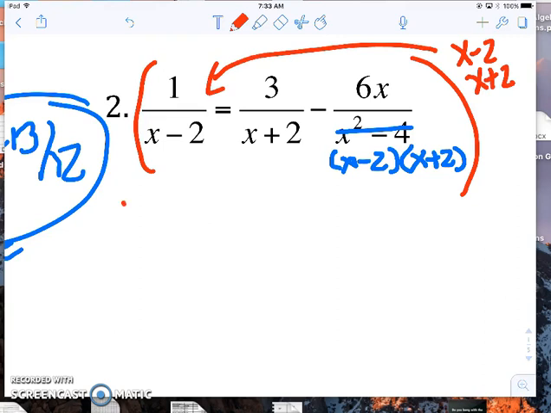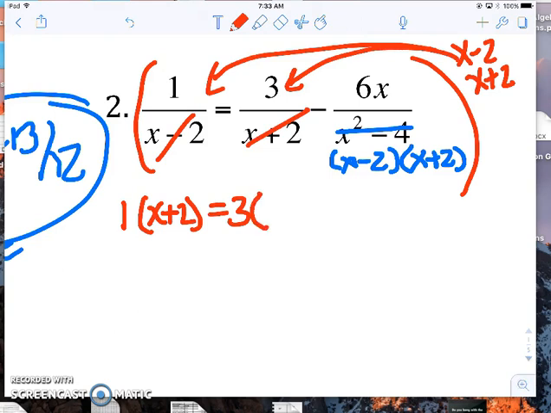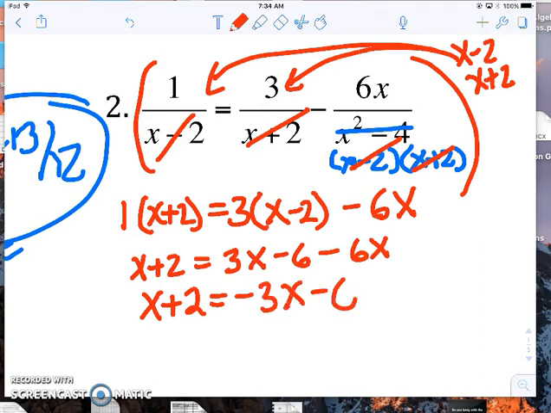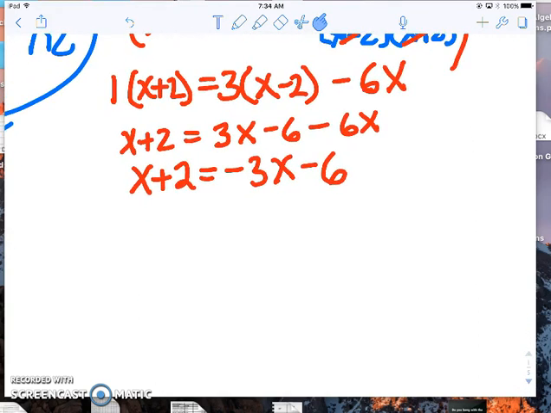Multiply that in, so we have 1 times x plus 2 equals 3, let's see, times x minus 2, and minus 6x. So if we distribute, let's see, we have x plus 2 equals 3x minus 6 minus 6x. So we have x plus 2 equals negative 3x minus 6. And then we need to solve this.